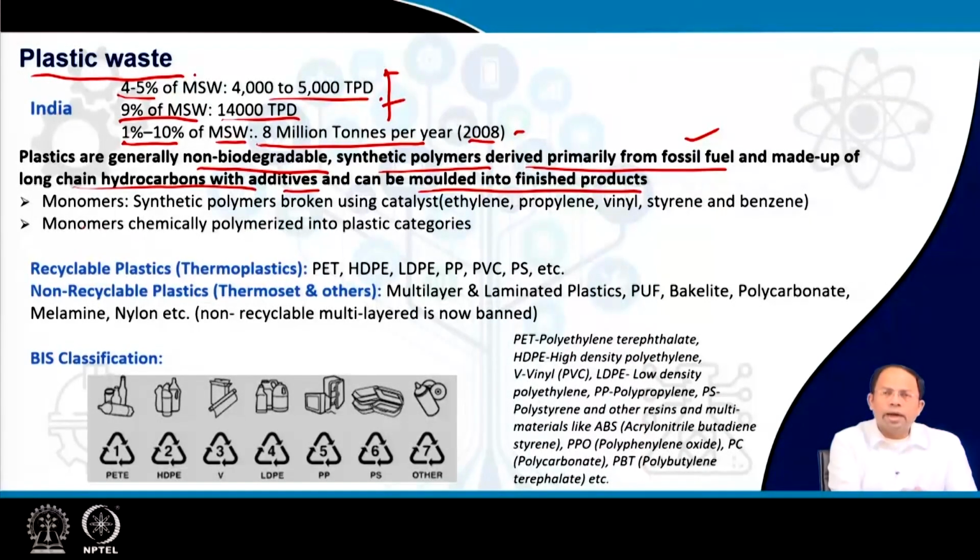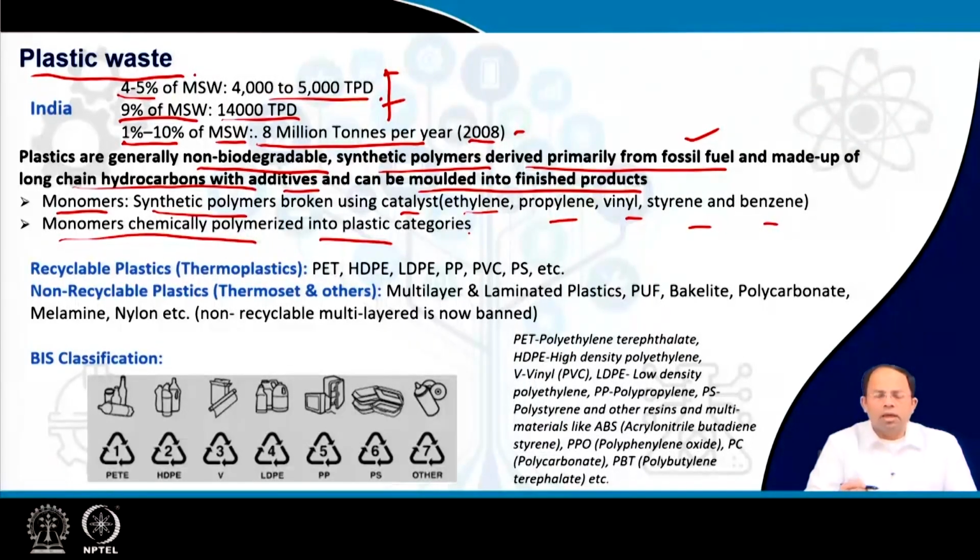There are two kinds of plastic: one is monomer, and then there are polymers also. Monomers are what we get when synthetic polymers are broken down using a catalyst, like ethylene, propylene, vinyl, styrene, benzene. Monomers, when chemically polymerized, become the different categories of plastic that we actually work with. For example, from synthetic polymers, we first break them down to make the monomers. Now monomers are again combined together, in whatever combination we want, to reach the desired quality of plastic which is actually utilized.